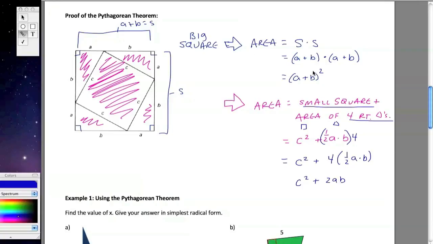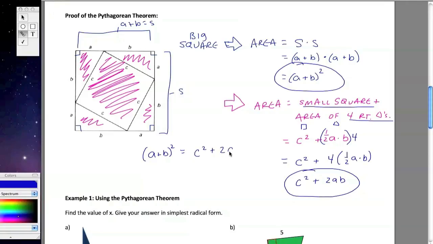Now, let's look at what we've got. If we set these two areas equal, because really this is the area of the big square, and this is the area of the big square, let's set them equal. So a plus b squared, which is the area of the big square, is equal to c squared plus 2ab. Alright, so these are two different formulas for the area of the big square. We've set them equal. Now, let's expand this a little bit.